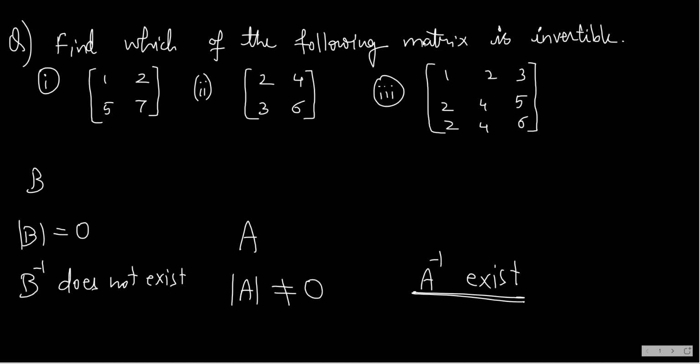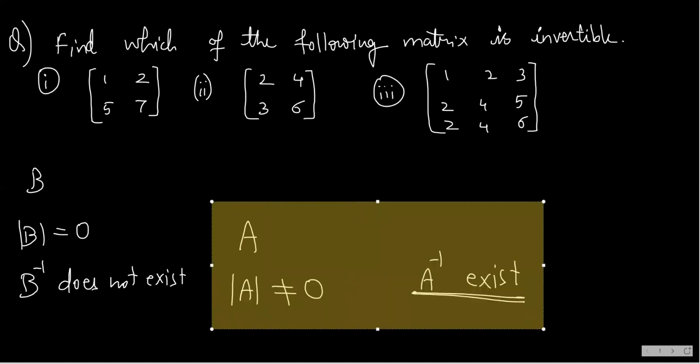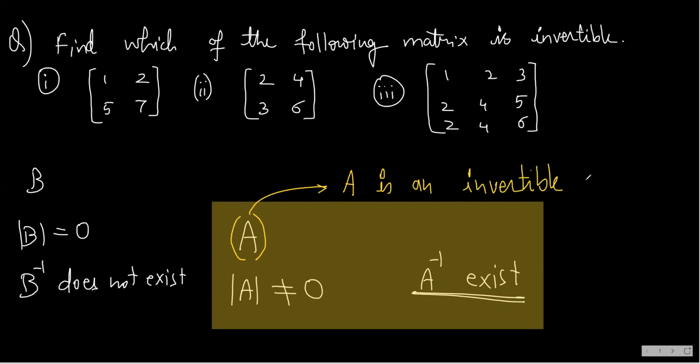Now listen, students, those matrices which have an inverse, we say they are invertible. Like matrix A has an inverse. Its inverse exists because it is a non-singular matrix. So you will say A is an invertible matrix, whereas B is non-invertible. That is, you cannot have the inverse of matrix B.